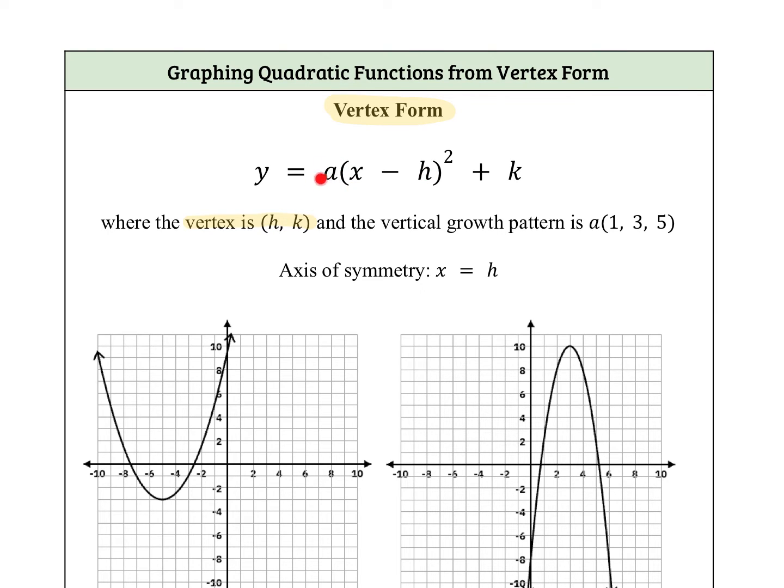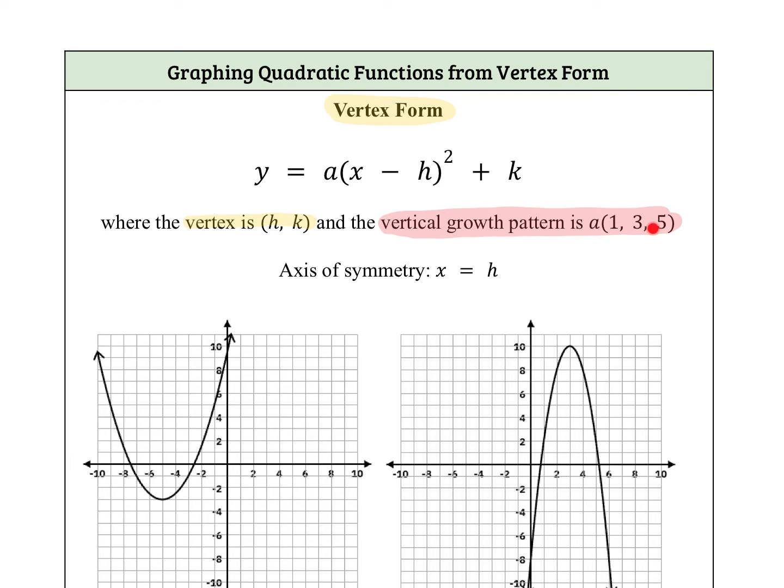Now this a value out front, which would be our vertical stretch or shrink factor, is going to be really useful for us. And it can help us find what I like to call a vertical growth pattern. So remember in the warm-up, we kind of talked about that vertical growth pattern from our parent function, which was 1, 3, 5, which was the vertical distance to the next coordinate 1 unit to the right.